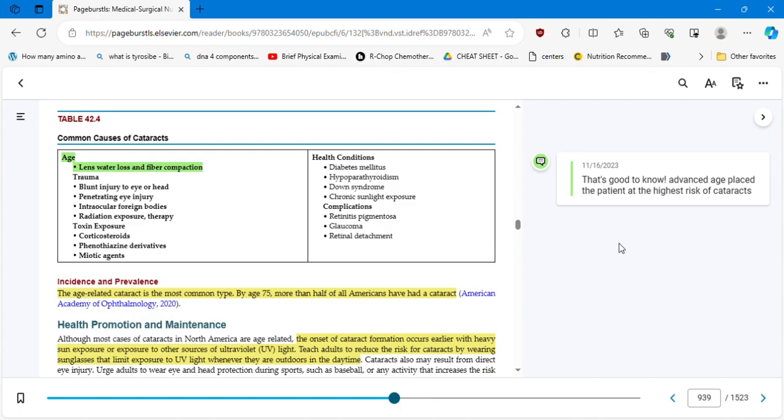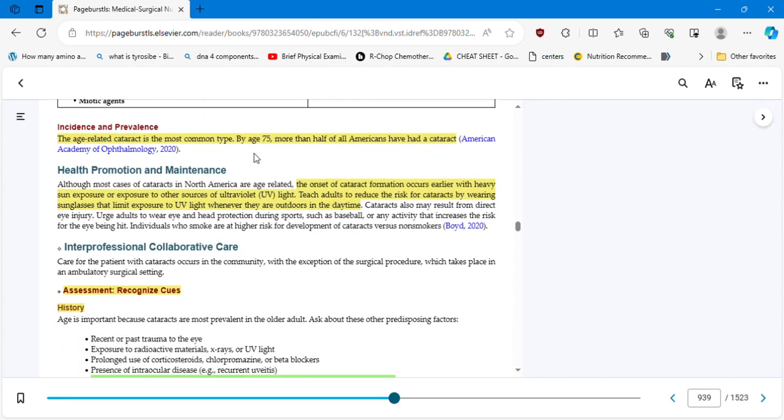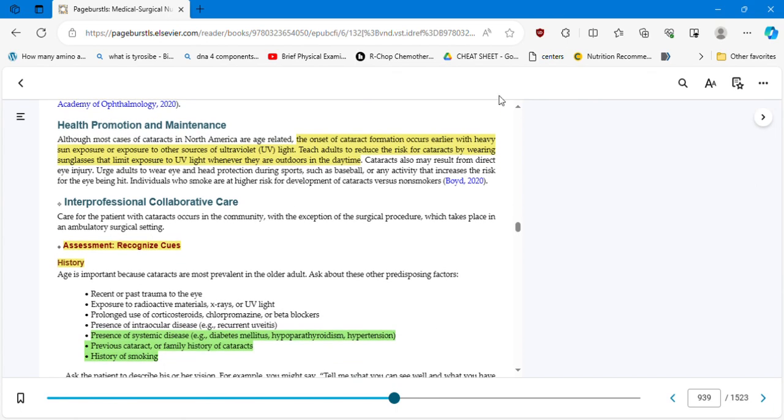Okay, so age, incidence and prevalence. The age-related cataract is the most common type. By age 75, more than half of Americans have had a cataract. Half of Americans. How many millions are in the United States, 400 million? I don't even remember, but that's a significant number of people with cataracts by age 75. Wow, big business.